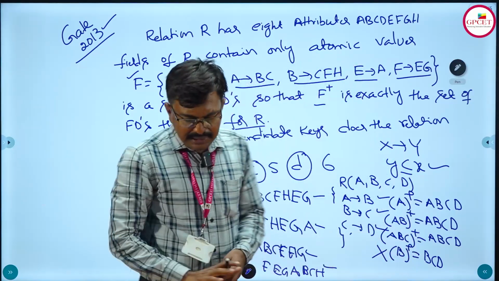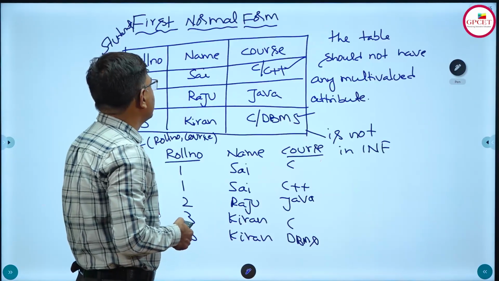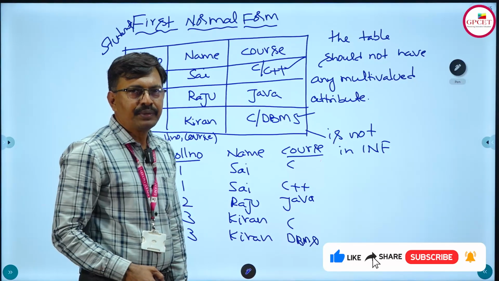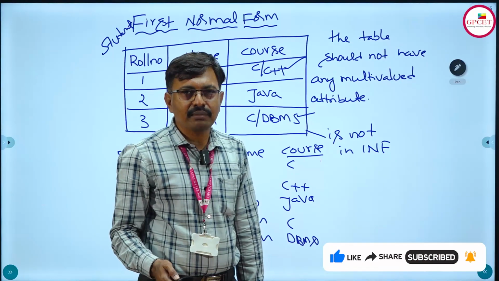Okay, what is the topic today? What is the first normal form? The first normal form says that it should be only simple or individual values. Clear? Okay, in the next class, what is the second normal form? What is the importance of second normal form? Thank you.